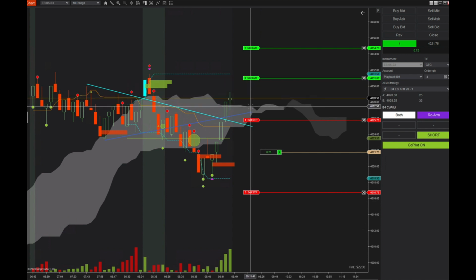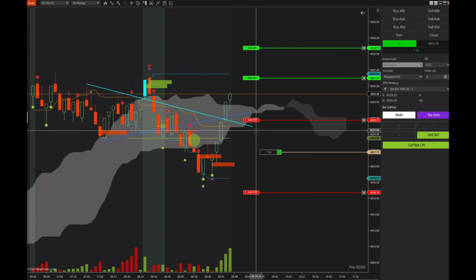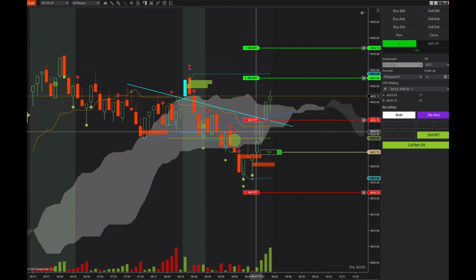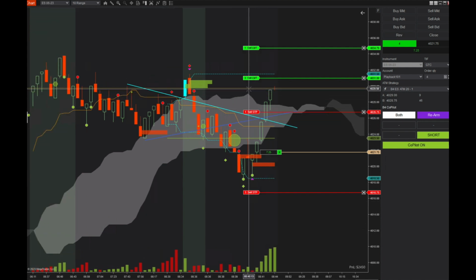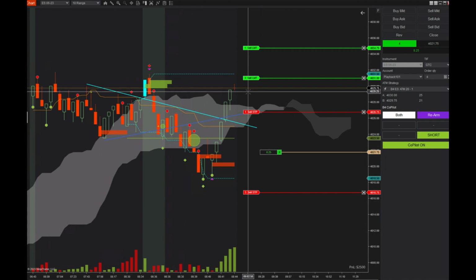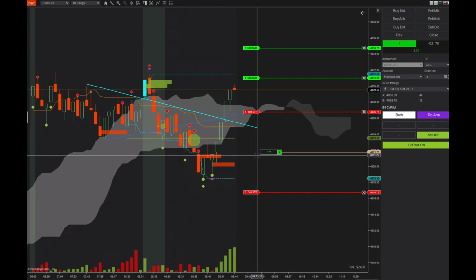The stacked imbalances there act as nice support and resistance areas. We also have our daily high and daily low lines there, the cyan lines, dashed lines that you see.